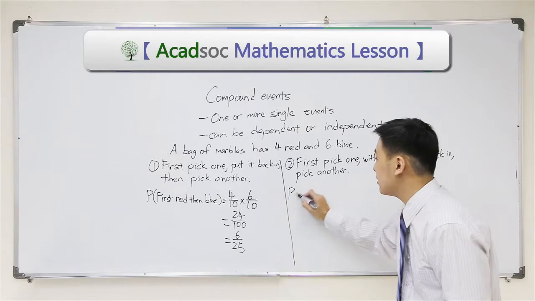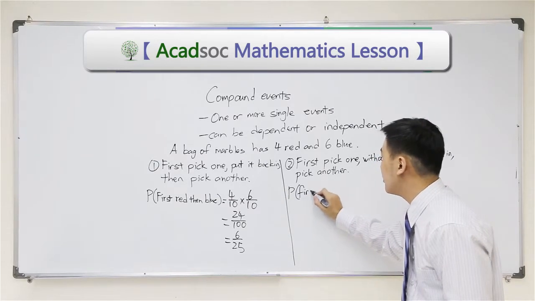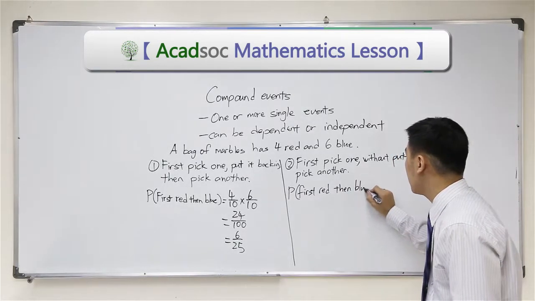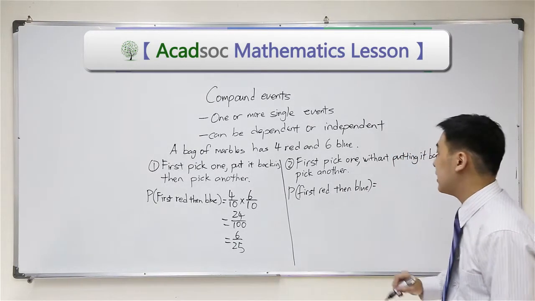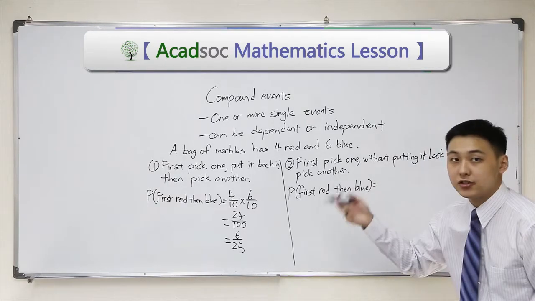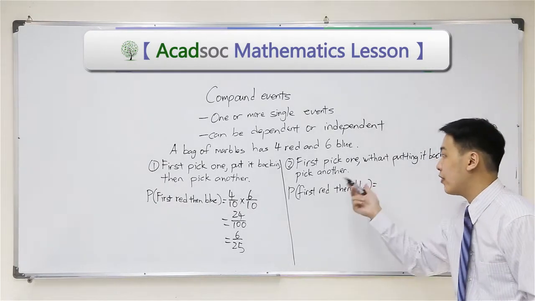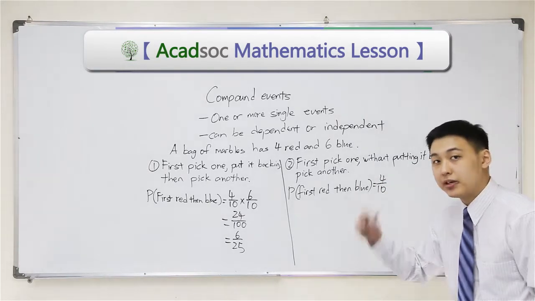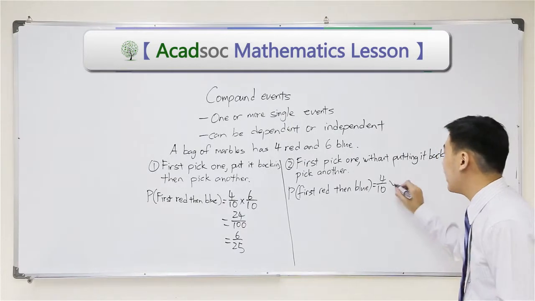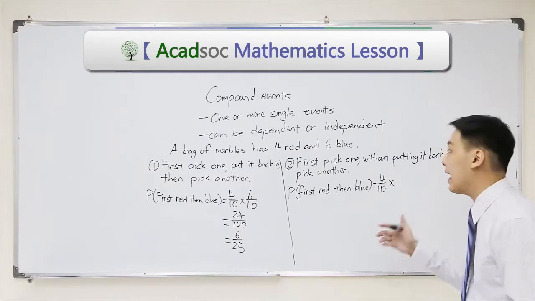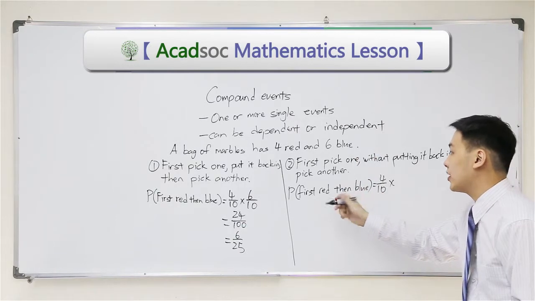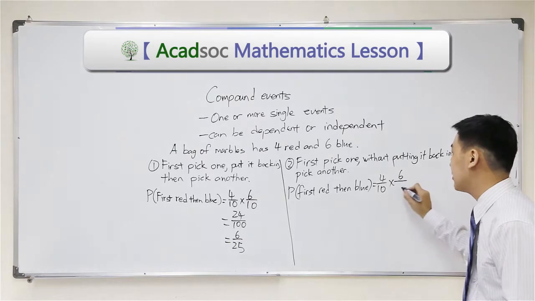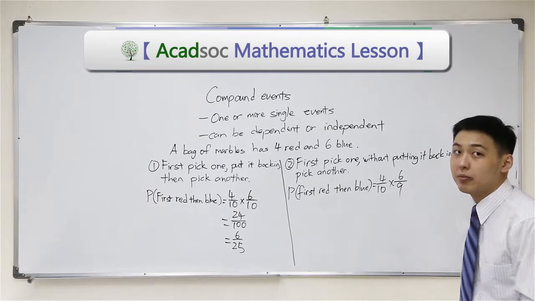So let's count the same probability of first red, then blue. Now, the first picking has nothing changed because the marbles are still inside the bag. So picking red first, it's still 4 out of 10. But now since we did not put the marble back in the second try, there are only 9 marbles left in the bag. And since we wanted to pick a blue one, the blue count doesn't change. So we still have 6, but instead of 10 now, we only have 9 marbles left.